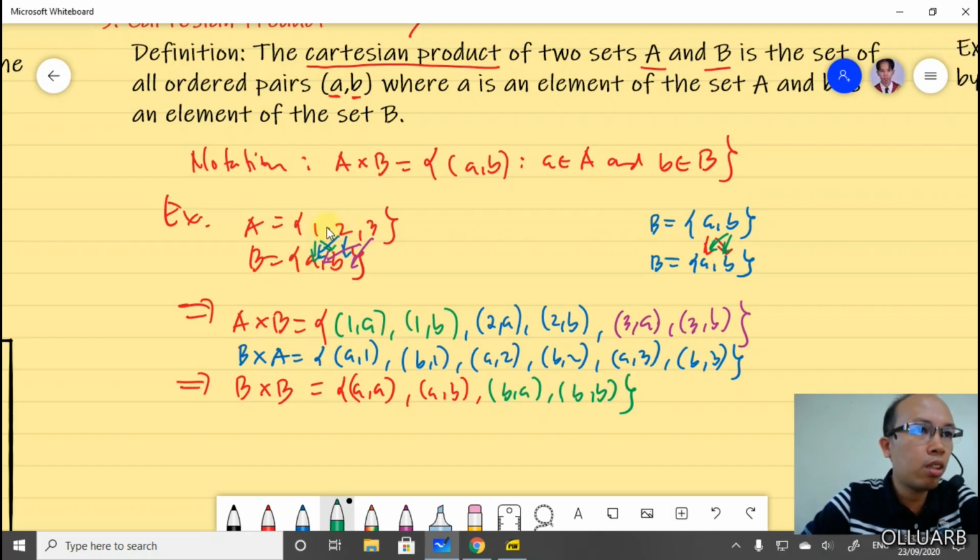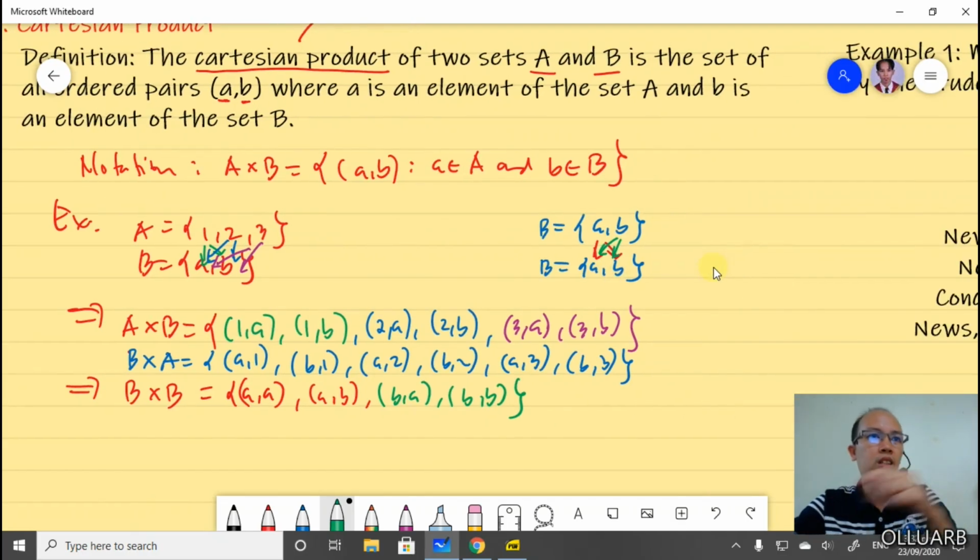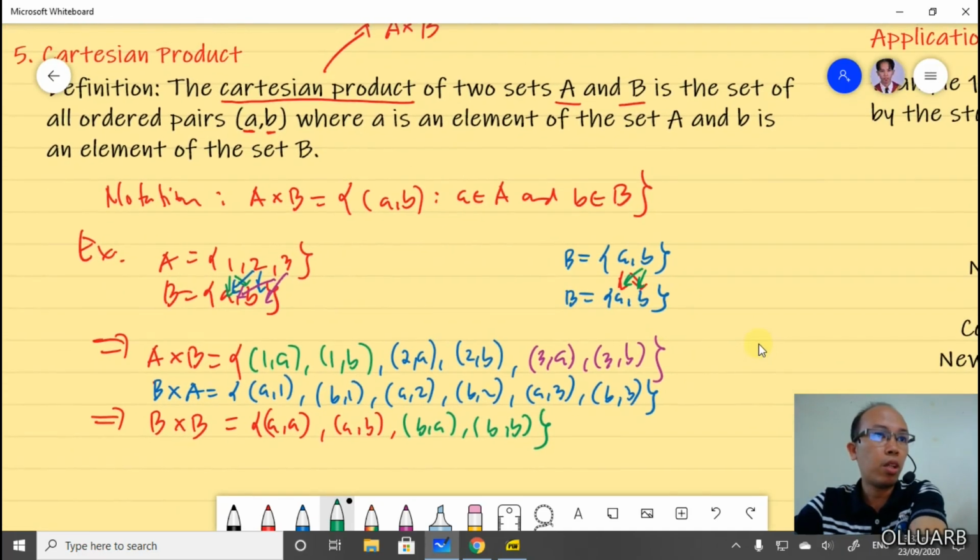So notice here the cardinality is 1, 2, 3, and this one is 1, 2. So we have 3 times 2 is 6. So the elements, we count them, there are 6: 1, 2, 3, 4, 5, 6. For this one is 2, 2 times 2 we have 4. So 1, 2, 3, 4. Okay, that's operations on sets. So for the last topic, we will be discussing the application of sets, about counting problems.